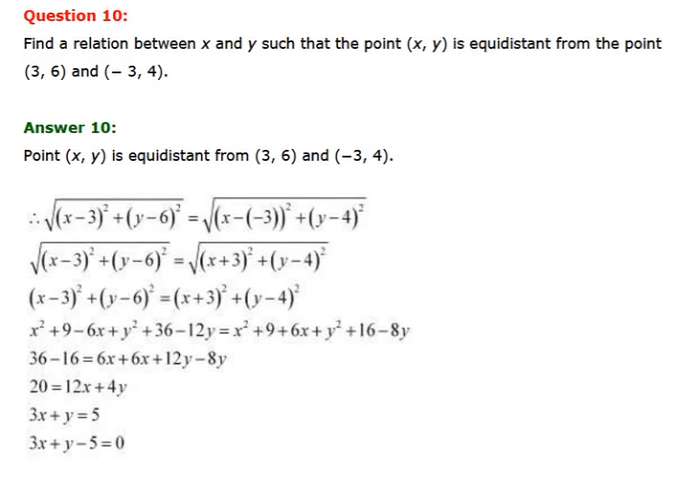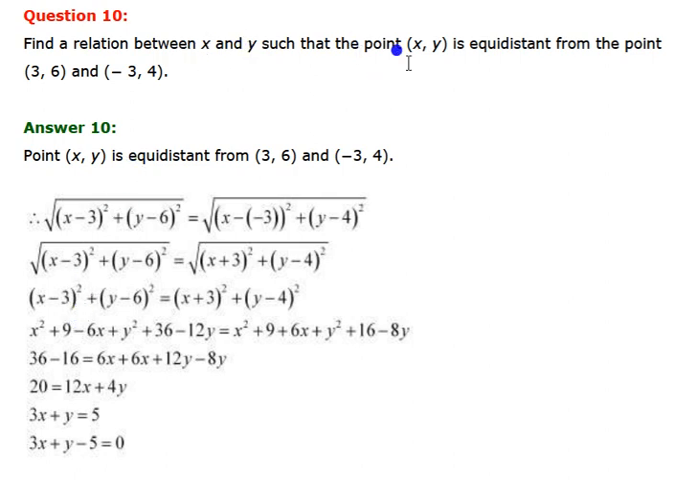See question number 10. Find the relation between x and y such that the point (x, y) is equidistant from the points (3, 6) and (minus 3, 4). Same question. Suppose this is the A point, (3, 6) is the B point and (minus 3, 4) is the C point. So we can say that AB equals AC. It means we have to find the distance AB and distance AC, and then solve the complete equation and answer it in terms of x and y. Means how x depends on y or y depends on x, we have to show here.